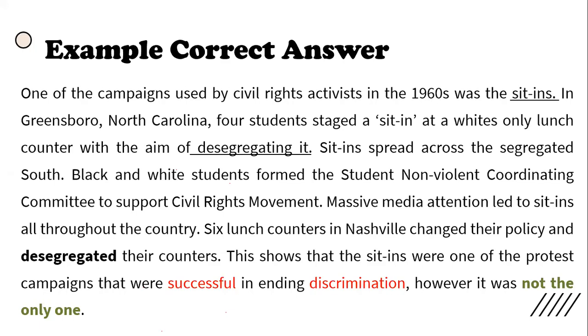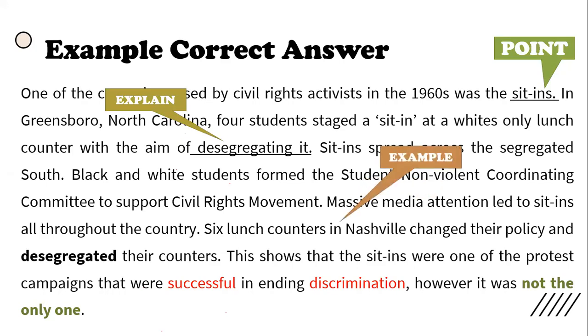So this is an example of the correct answer where we follow the PEEL system. So you can see over there is our point. Here is our explanation. Here is our example. And there is our link or our line of argument, tying it back to the question. So I'll just read the line of argument for you. This shows that the sit-ins were one of the protest campaigns that were successful. When you read the question, it asked you successful. So now I'm using it in my line of argument.